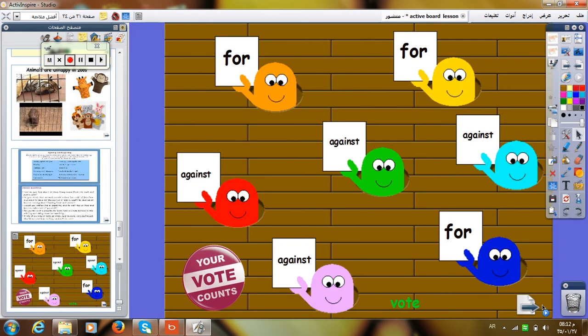And finally, at the end of the class, the students are going to make a vote on whether they are for or against zoos, telling them that your vote counts.